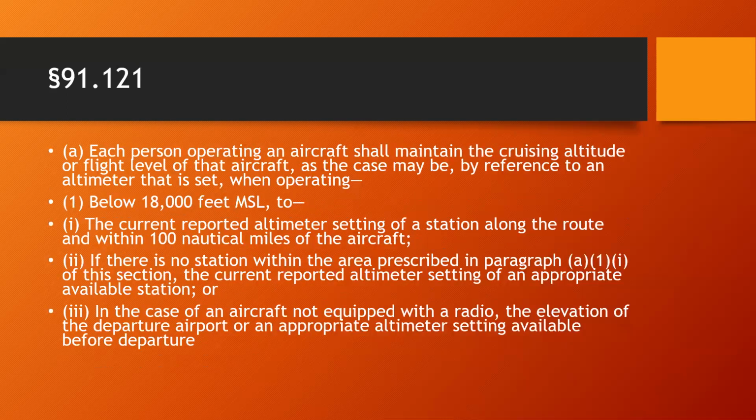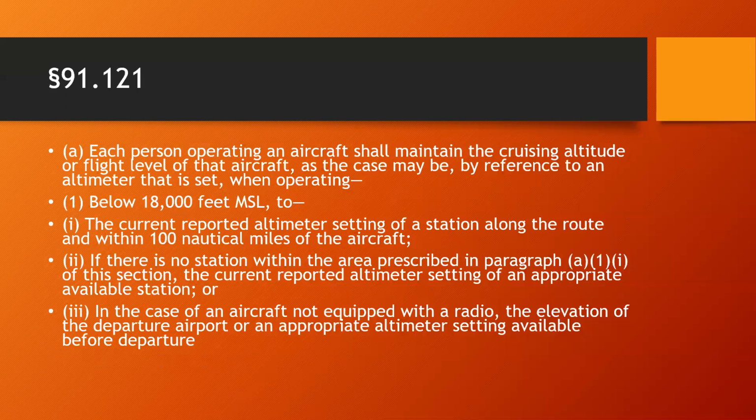All right, part 91.121. Each person operating an aircraft shall maintain the cruising altitude or flight level of that aircraft, as the case may be, by reference to an altimeter that is set, when operating below 18,000 feet mean sea level, to the current reported altimeter setting of a station along the route and within 100 nautical miles of the aircraft. If there is no station within the area prescribed in paragraph (a)(1)(i) of this section, the current reported altimeter setting of an appropriate available station, or in the case of an aircraft not equipped with a radio, the elevation of the departure airport or an appropriate altimeter setting available before departure.